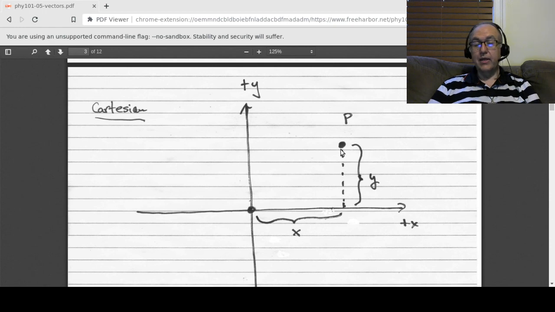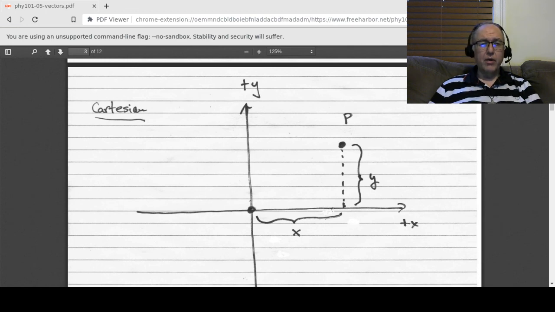Okay? And I think it's pretty clear that if I give you a unique value of x and a unique value of y, you're going to wind up at one and only one point P. So P is uniquely specified by the values of x and y. All right, and doing it this way, we call them Cartesian coordinates.